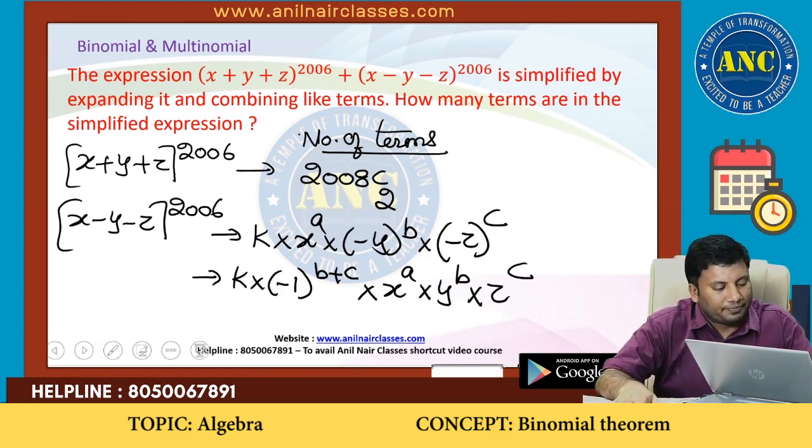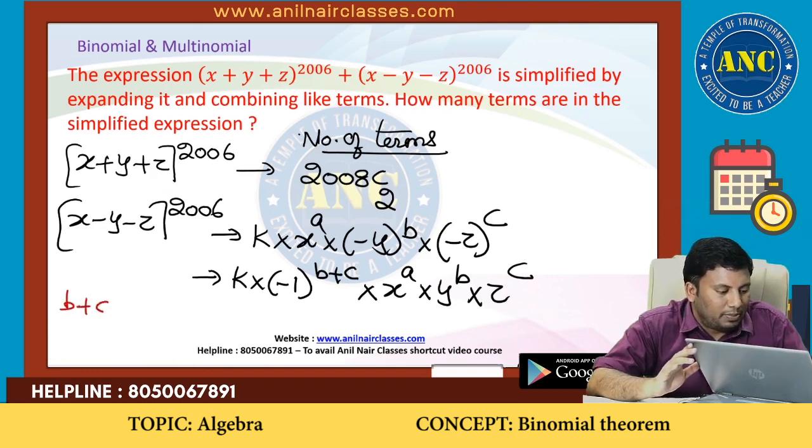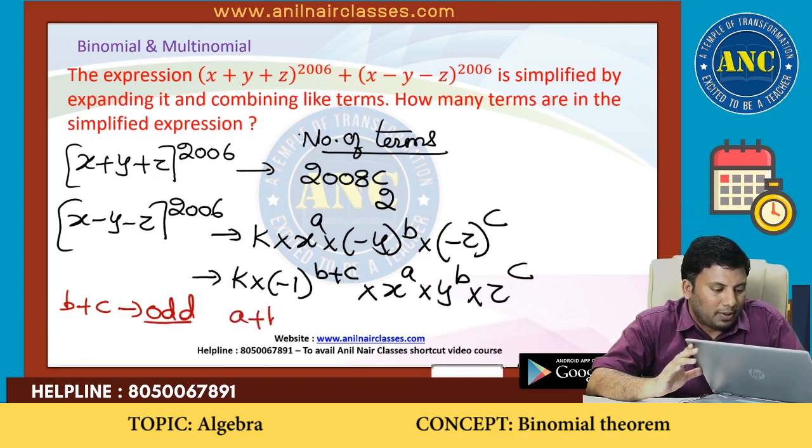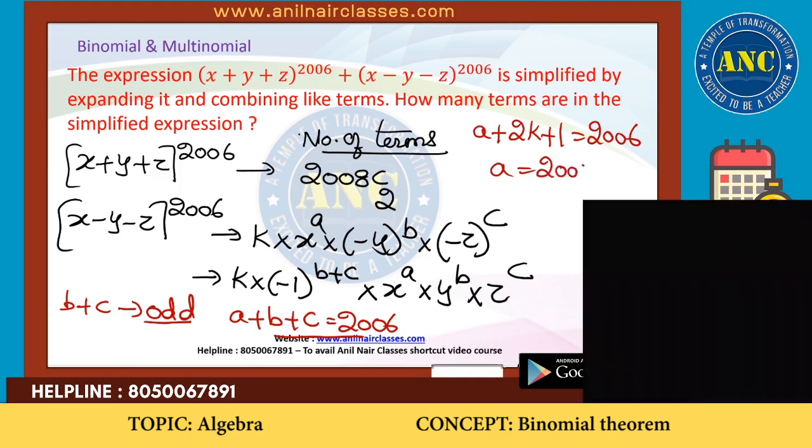Now see here. Negative terms should be eliminated, so b plus c should be odd. A plus b plus c should be 2006. So b plus c is 2k plus 1, and a is nothing but 2005 minus 2k. I hope it is clear.